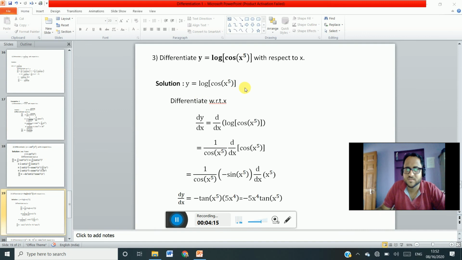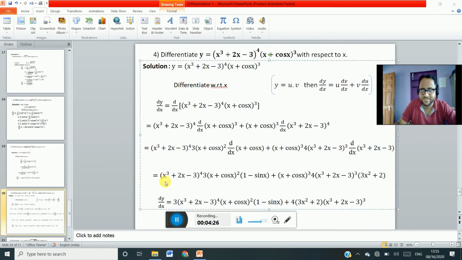These are the simple composite functions, and the derivative of that is found by using direct differentiation, right? This is the answer for that. See the next example: differentiate y is equal to (x cube plus twice x minus 3) to the power 4 into (x plus cos x) to the power 3 with respect to x. What does the bracket contain? x cube plus twice x minus 3 and x plus cos x, right?